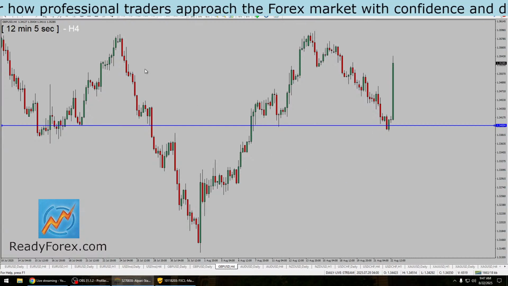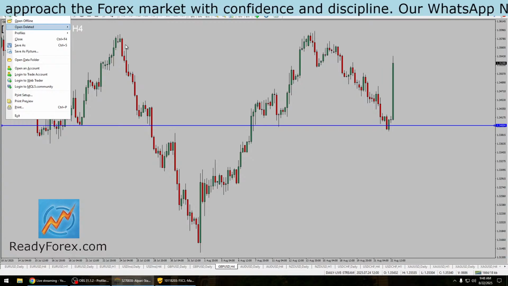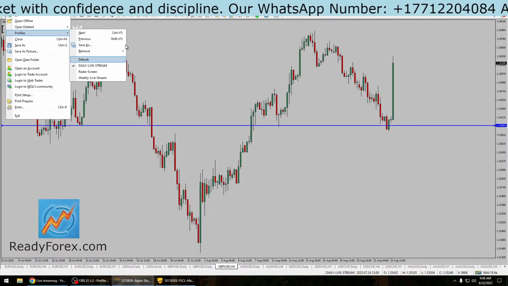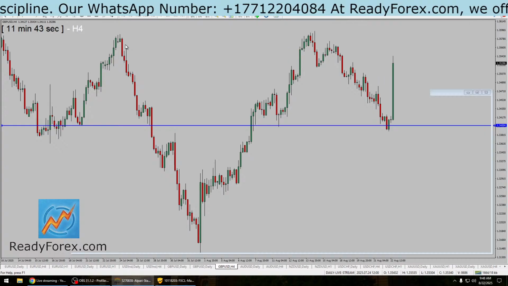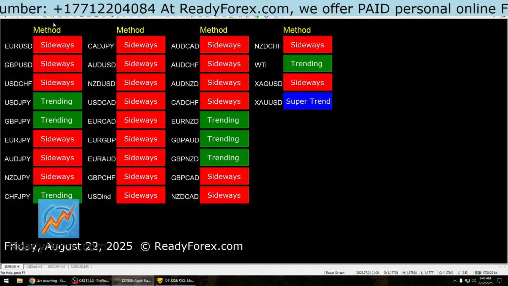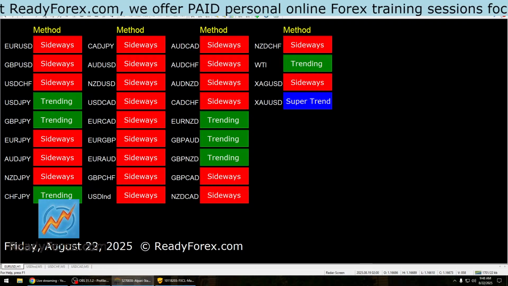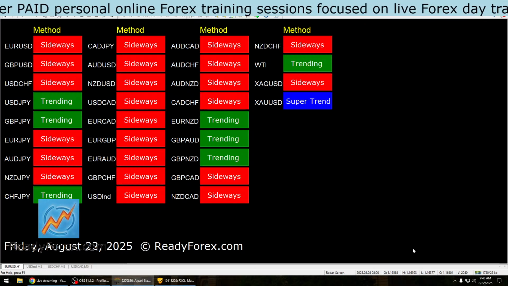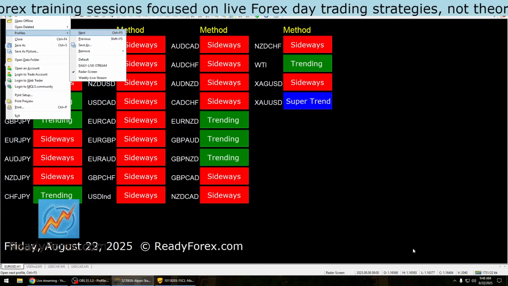Okay, and let me show you the radar screen indicator. If I go to file, so if you check out the radar screen indicator, the GBPUSD sideways. So the suggested method is to use a sideways trading strategy inside GBPUSD currency pair. Okay, so this is how I know in advance. The whole idea is to stay one step ahead in the game.